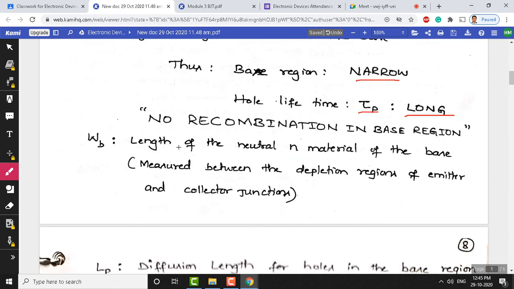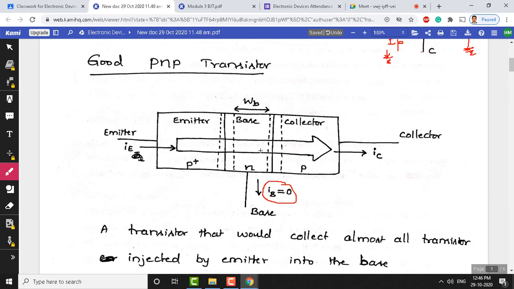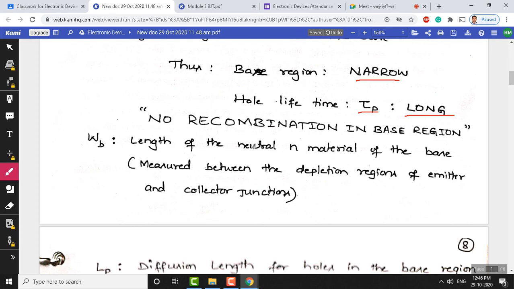WB is defined as the length of the neutral N material of the base region, measured between the depletion regions of the emitter and collector junctions here. In some textbooks you see the WB indicated differently, okay, but that is wrong, that is not correct. WB is nothing but the length in the base region between these two depletion regions. This is the depletion region on the emitter junction side, and this is the depletion region on the collector junction side. This distance is nothing but the WB, which is the length of the neutral N material in the base region here.